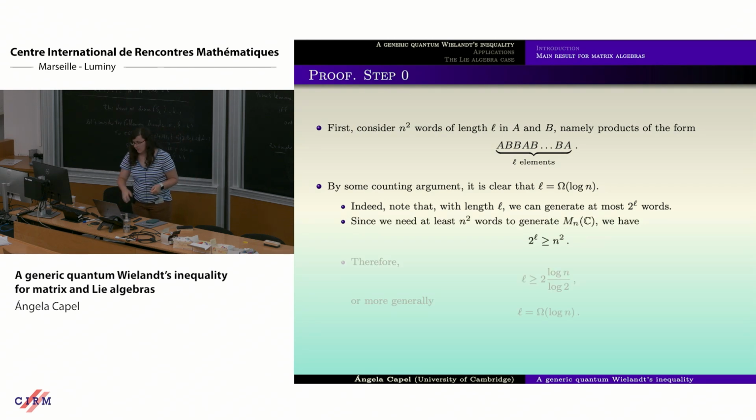And then, since we need at least n squared words to generate the whole matrix algebra, this is very stupid, but that means that we need 2 to the L to be larger than or equal to n squared, no? And then, of course, from here we can solve this, and we can see that L necessarily has to be lower bounded by something of order log of n, and therefore this is why we need at least a length of order log of n so that we are able to generate everything, okay? So this is just a very simple counting argument.